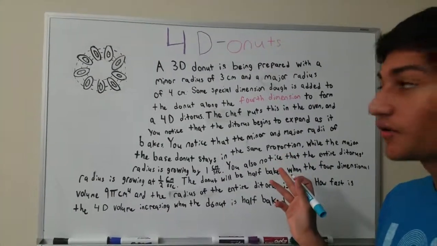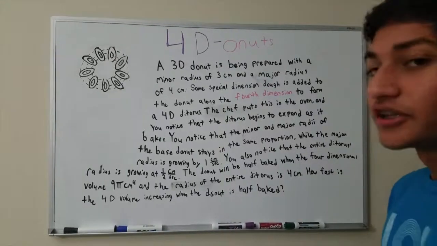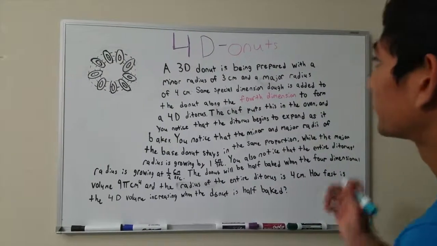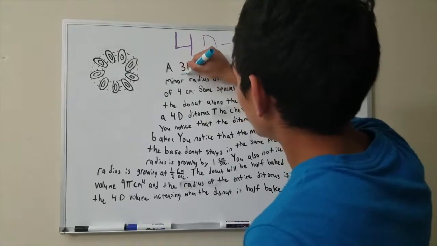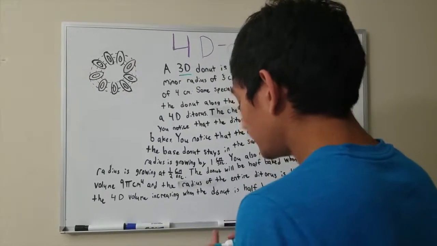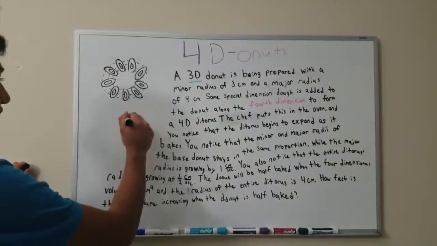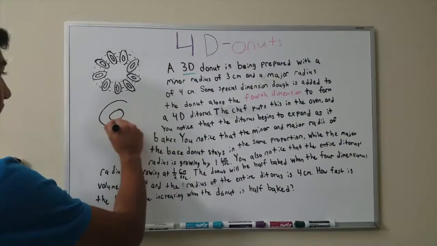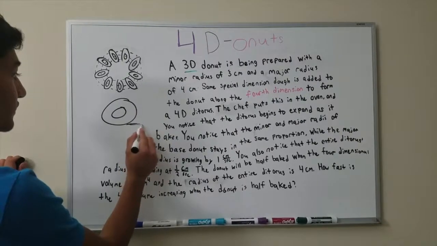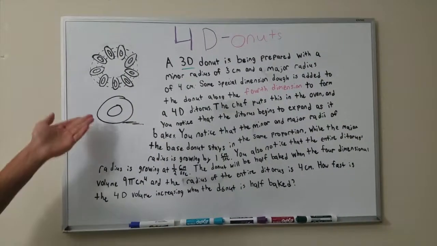So this is the problem about 4D donuts that we have to solve. So let's see how we would solve it. So we start with a 3D donut. So immediately we know that we can draw, as we discussed earlier, a 3D torus that looks something like that. And that's with a little bit of shading to show it's 3D. So that's essentially a 3D donut.